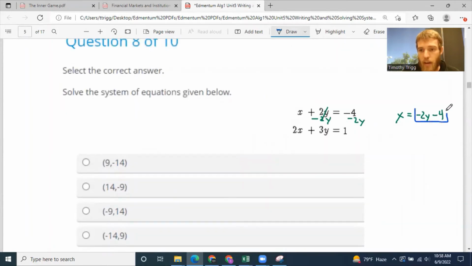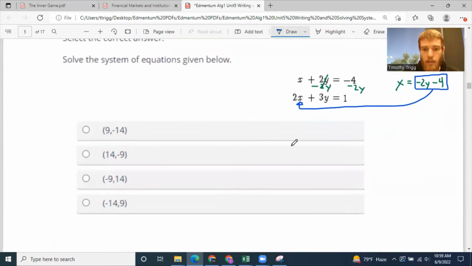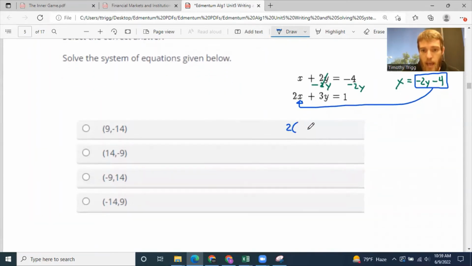What we want to do is take this value for x, or this expression for x, and substitute it into the other equation. So I'm going to substitute it for x in the second equation. So instead of 2 times x, it becomes 2 times negative 2y minus 4, replacing x with the value of x. We still have a plus 3y in that equation, and it still says equals 1.